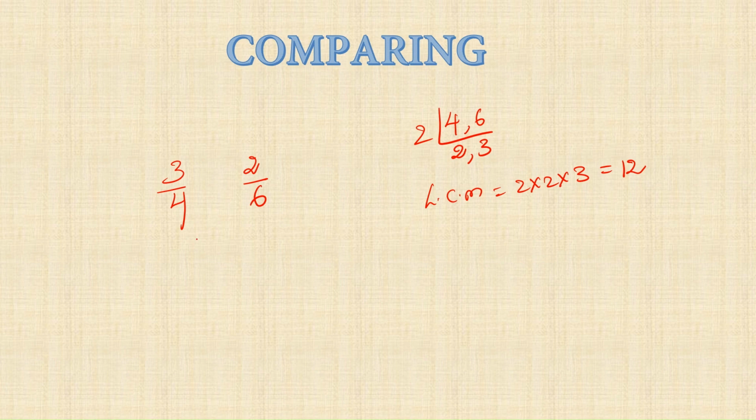4 can be made 12 by multiplying it by 3. So both numerator and denominator multiply by 3 and write the fraction. And for the second case, we have to multiply the denominator by 2 so that it becomes 12. So both numerator and denominator multiply by 2. It becomes 4 upon 12. Now the denominators are the same, so 9 upon 12 would be greater. From the original fractions, 3 upon 4 is greater.